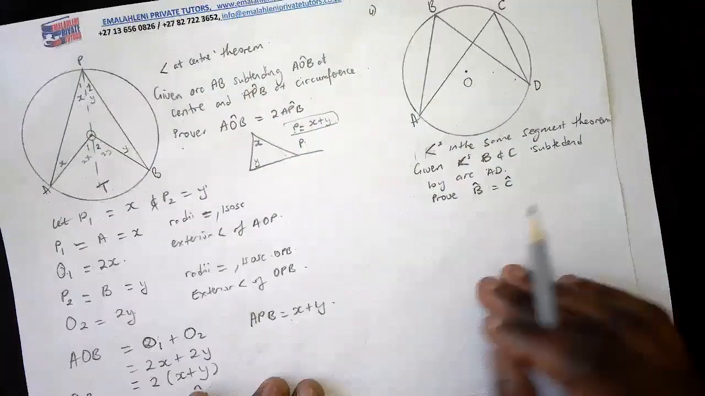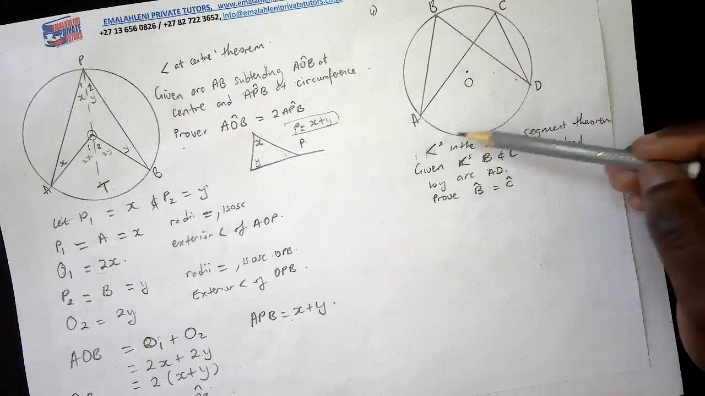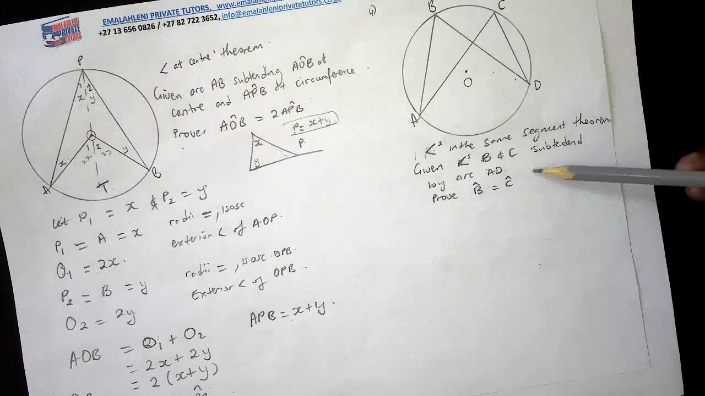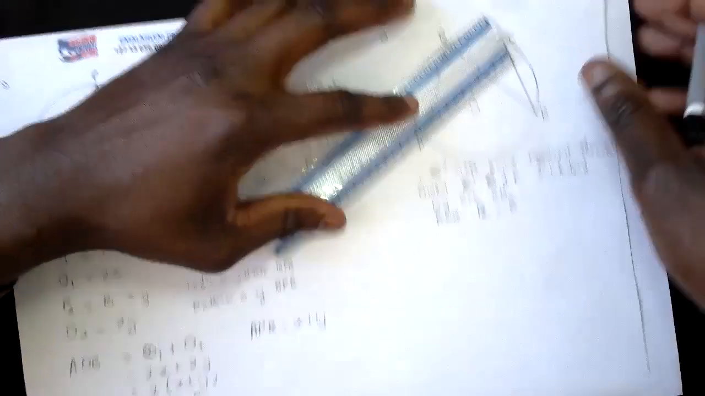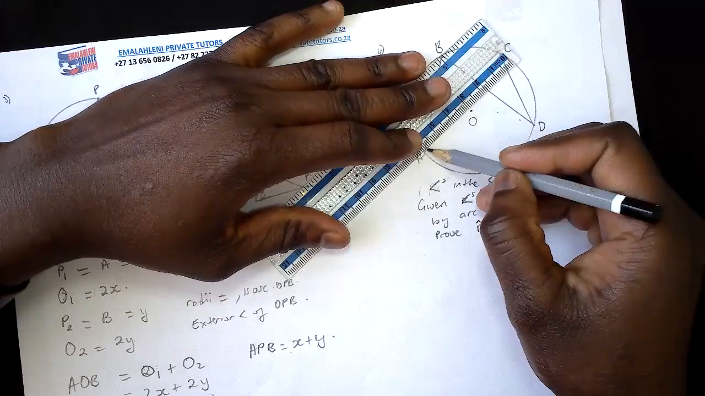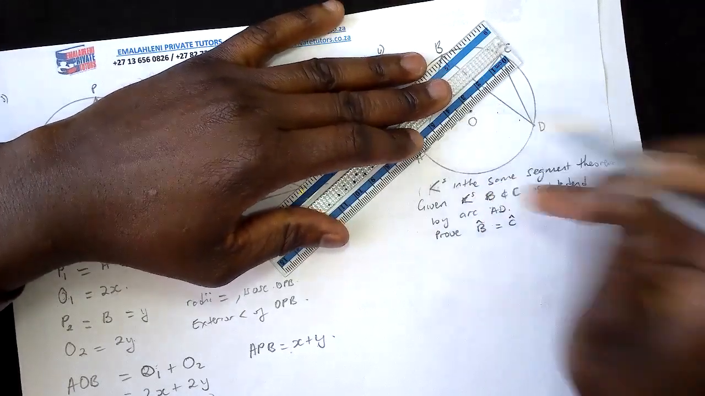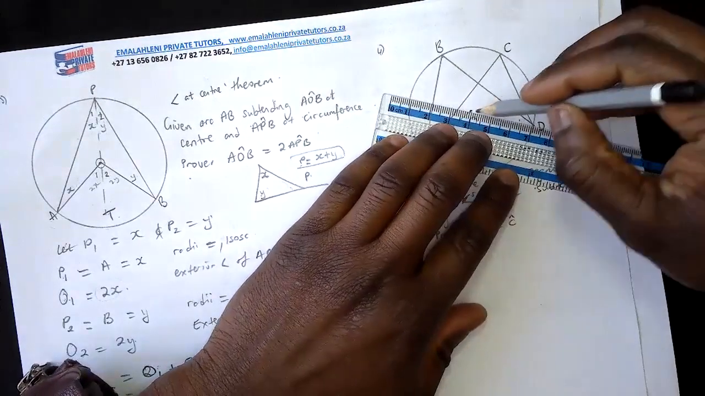Now let's move on to the next one, which is angles in the same segment. They are equal. Angles in the same segment are equal. Now we are going to construct one line here. We're going to construct a line that goes to the center, and then again goes to the other side there.